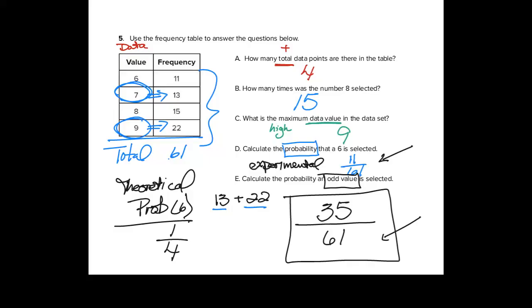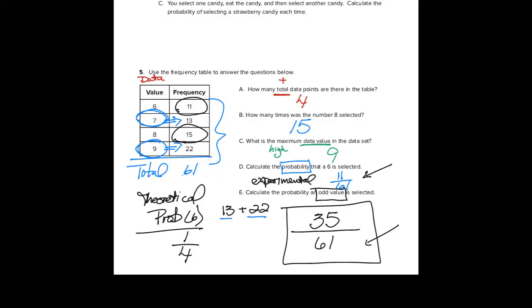Does that make sense? So if I said calculate the probability of an even value, then I would take 11 plus 15, add those together, and put that over 61. Okay? Good question. I'm so glad you asked. All right. Any other questions on 5?